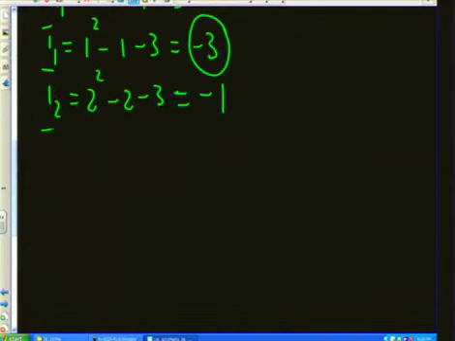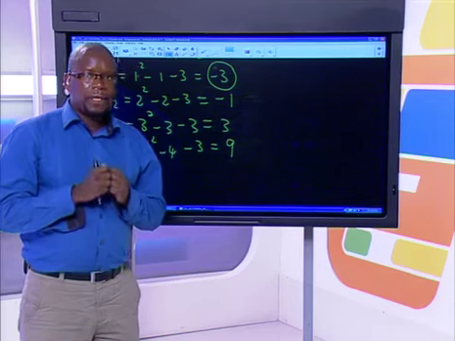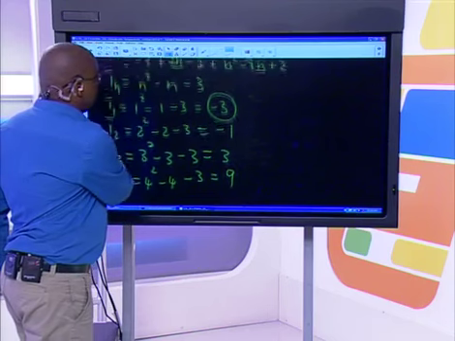Now, term number 3 will be 3 squared minus 3 minus 3, which gives us 9 minus 6, and we get a 3. Term 4 will be 4 squared minus 4 minus 3, which is 16 minus 4, which is 12 minus 3. You get a 9. So the sequence is minus 3, minus 1, 3, and 9. Okay, I hope that helps.